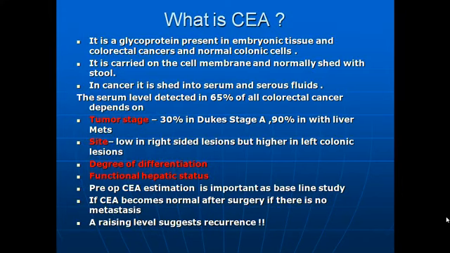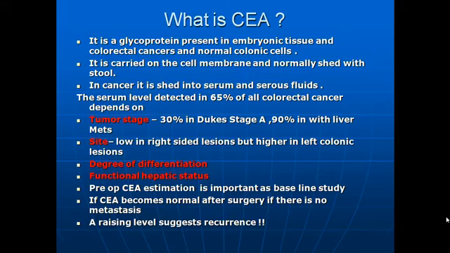Now another important thing, the tumor marker we call carcinoembryonic antigen, CEA. You have to know something about this carcinoembryonic antigen. What is it, what is its clinical implication, and how and where it is used. Basically, it is a glycoprotein present in the embryonic tissue and colorectal cancers and in normal colonic cells. Chemically, it is a glycoprotein. It is carried on the cell membrane and normally shed within the stool. So it is a physiological thing. In cancer, it is shed into the serum and serous fluids.